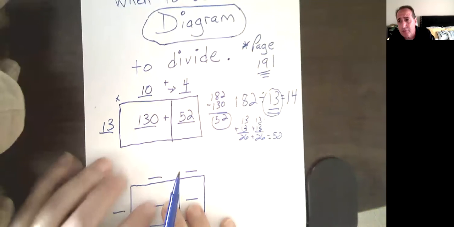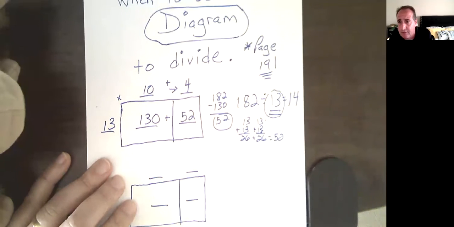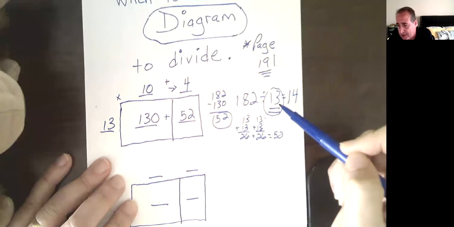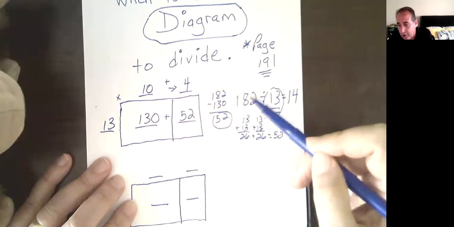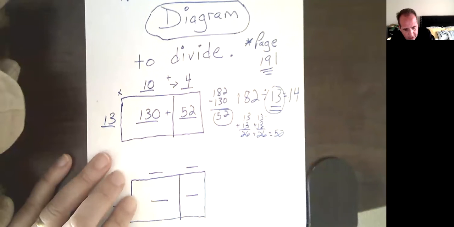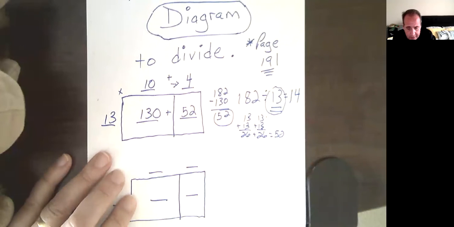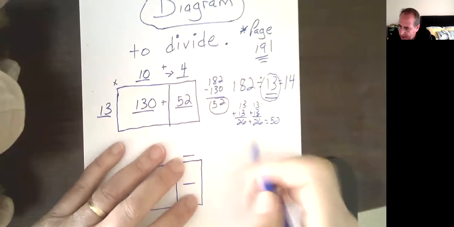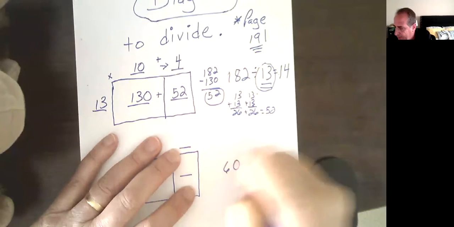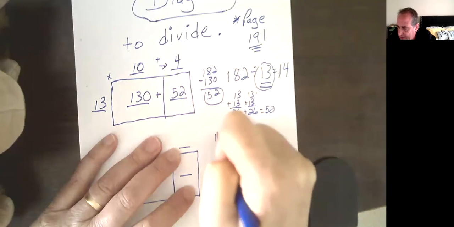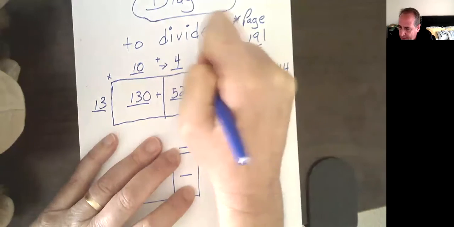Now let's look at another problem, to see if the box even makes any sense before you start. The first thing, remember, is go to the divisor, put a 0 on it, and see if you're close to the dividend. So let's do number 8. Number 8 is one of your problems. You have 608 divided by 19. And this is number 8, and this was number 5.